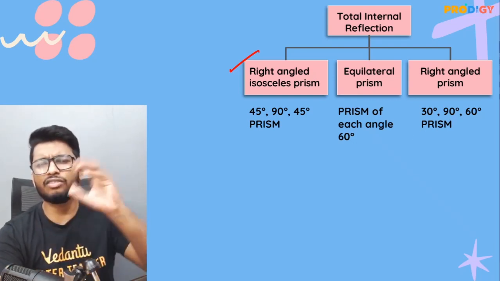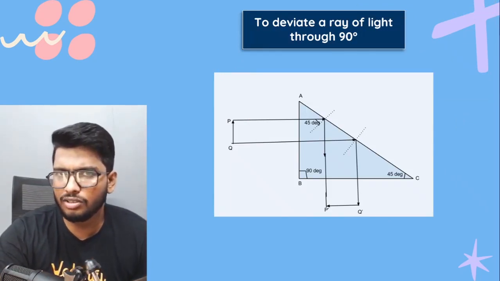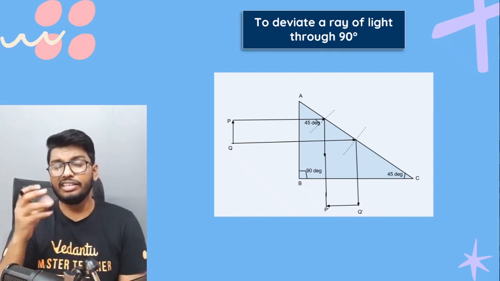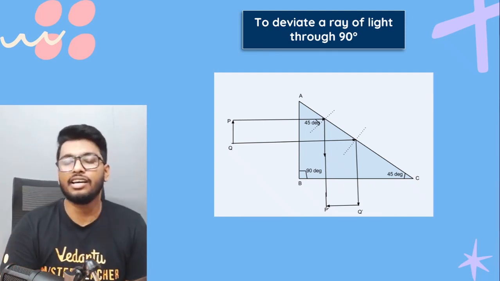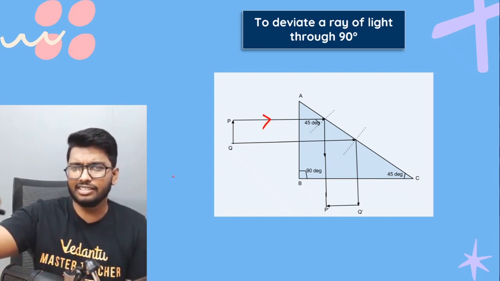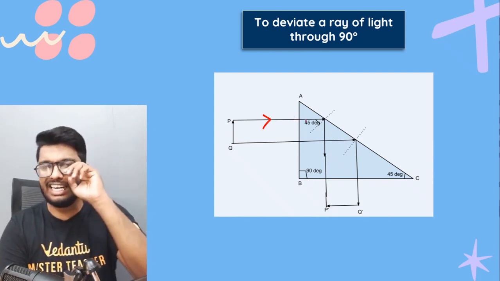So all these three have different applications. For example, if we talk about the right angle isosceles prism, you can see that if you want to deviate the light by 90 degrees, see, this is the object. The ray of light is incident normal to the surface, so it is going to pass through without any deviation.